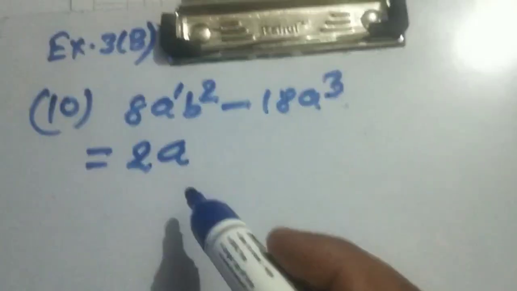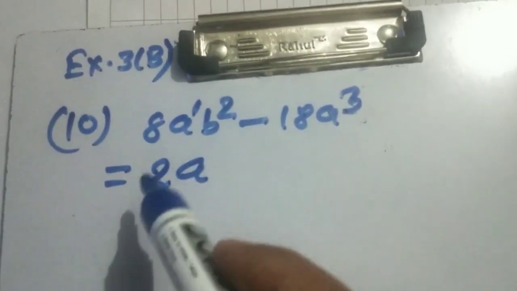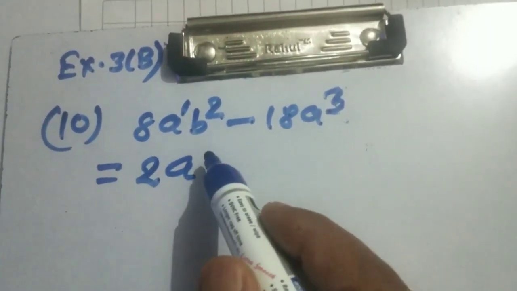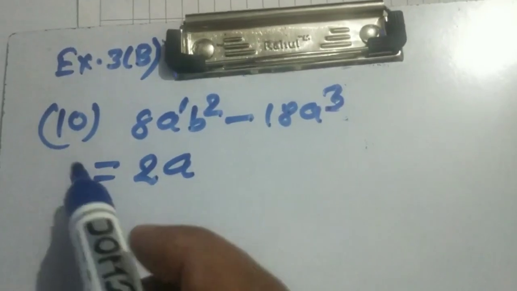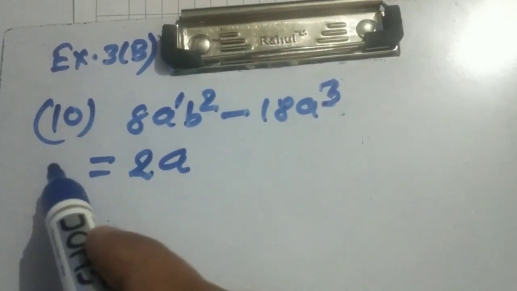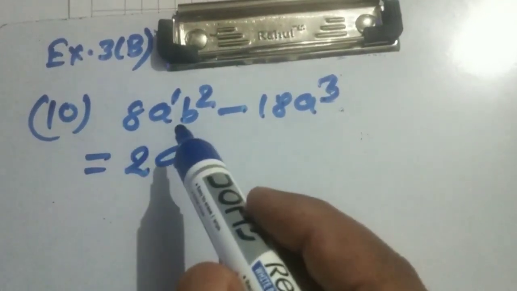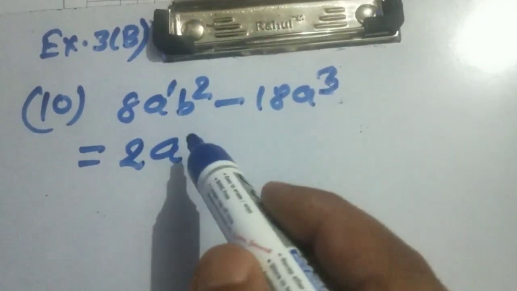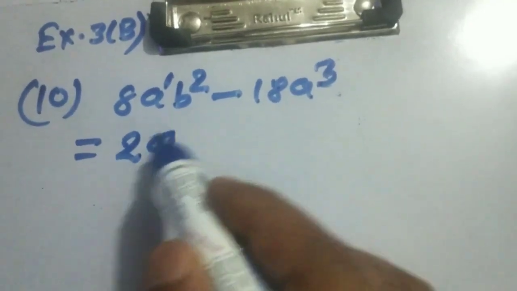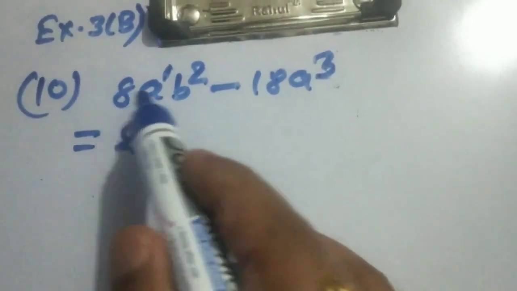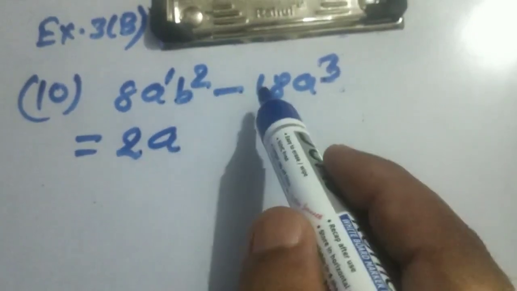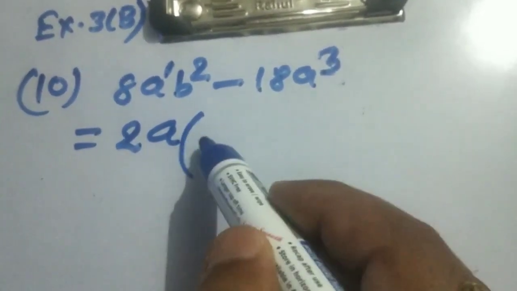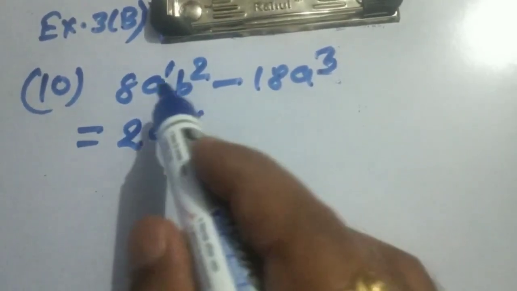Okay, so you have to take 2a as common in both the terms. As we have already studied about factorization by taking out the common factor in the earlier exercise, now we are going to take 2a as the common factor in both the terms. So take 2a as common factor, and then you have to put the bracket, and in the bracket what we left.